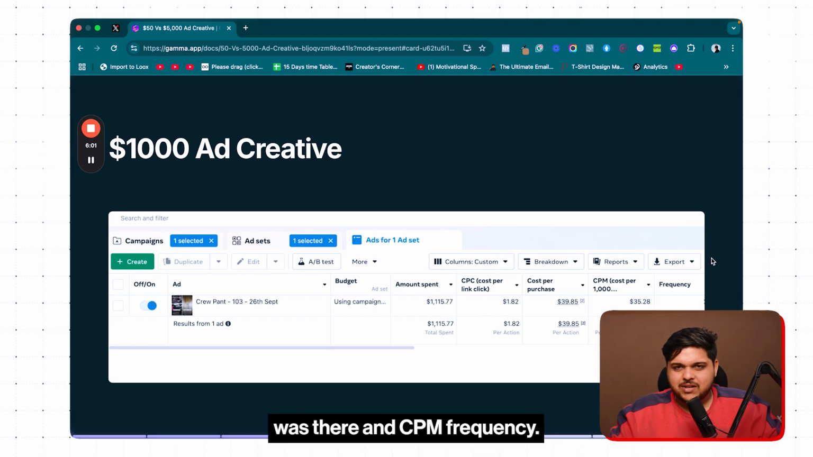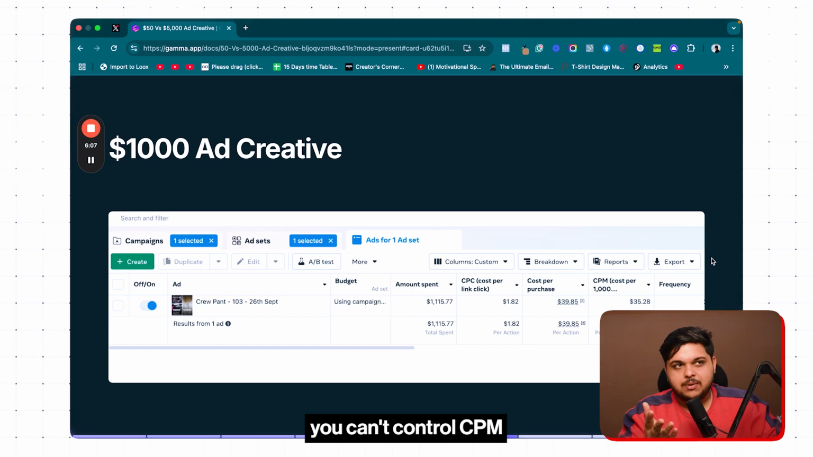And CPM and frequency, I don't really look into it if my cost per purchase metrics are met, because to be very honest, you can't control CPM or you can't control frequency on your own level.